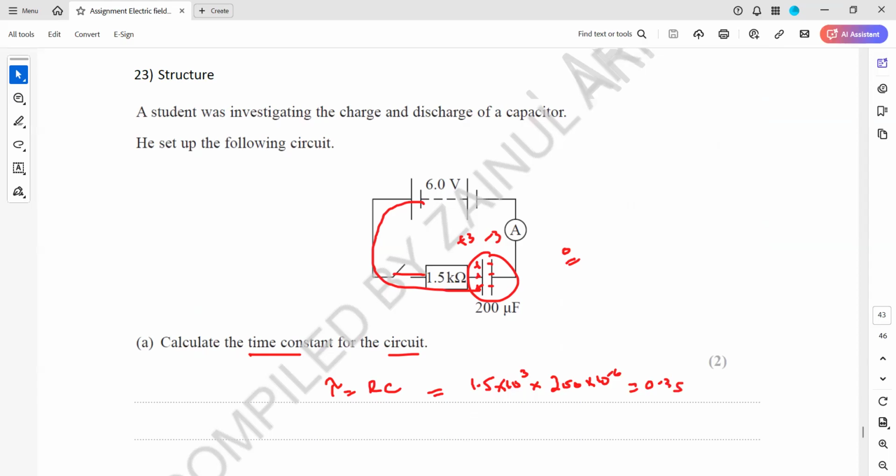So what is the significance of the time constant? Time constant is the time taken by a capacitor to discharge to 37% of its original value, or when it is charging, to reach 63% of its maximum value. That's the significance of a time constant.